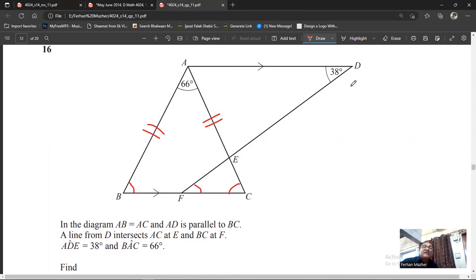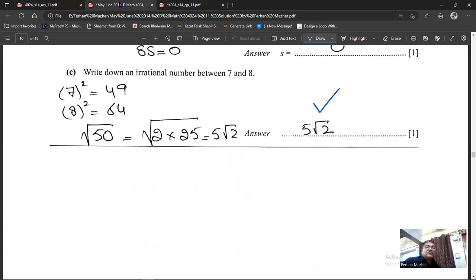This line is parallel, this line is parallel. This angle and this angle, they are alternate angles. So how much will this be? This will also be 38. Let me show you my solution.